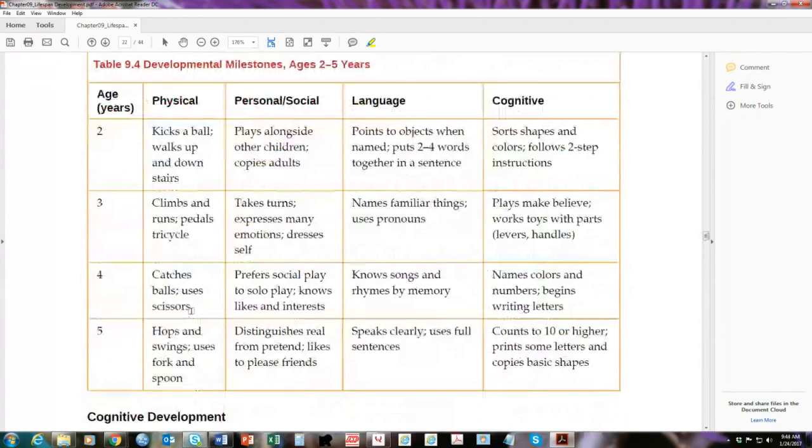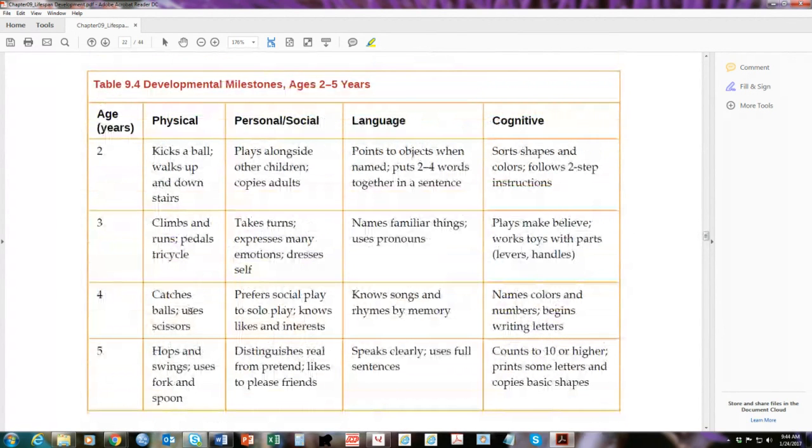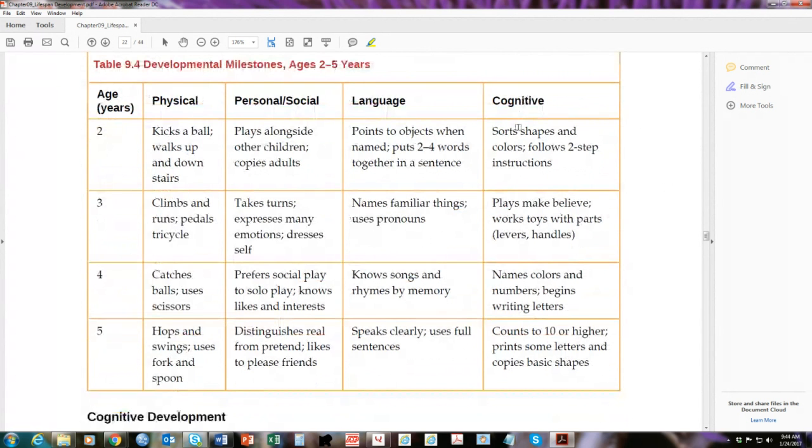So here are some developmental milestones. You can just say ages 2 to 5. So we have categories of these milestones: physical milestones, personal or social milestones, language milestones, and cognitive milestones. So I would say give that some study. Certainly, I'm not going to just go through every single one of these, but study them. I think this particular summary table is a very good one.